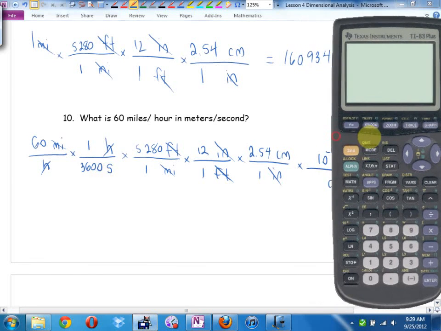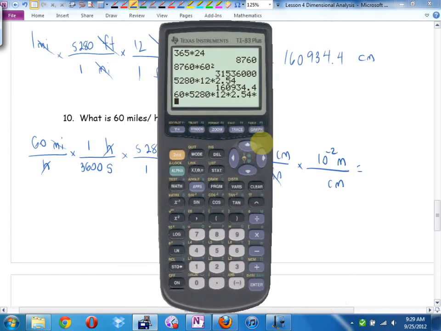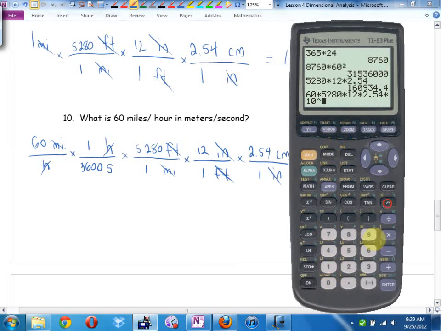It's typing, but not a lot of work. 60 times 5,280 times 12 times 2.54 times, what was it, 10 to the negative 2, divided by 3,600. Do you get 26.824? Or am I wrong? Anyone else? Yeah, I got that. Got that too? Let's go 26.8.